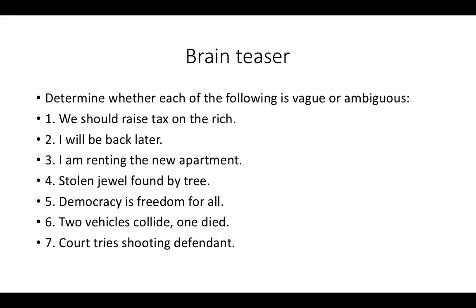Okay. So then number 4, stolen jewel found by tree. Vague or ambiguous? Say it's ambiguity. Okay, so what are the 2 meanings? Spell out the 2 meanings. Is there any problem with the stolen jewelry? I think it's the tree.